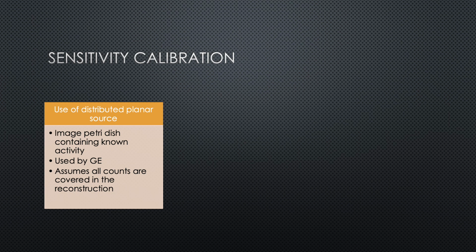So one way is to use a distributed planar source. This method uses a Petri dish containing a known amount of activity. This is the method used by GE. It's going to assume that all counts that are acquired in a planar acquisition are going to be taken into the reconstruction.